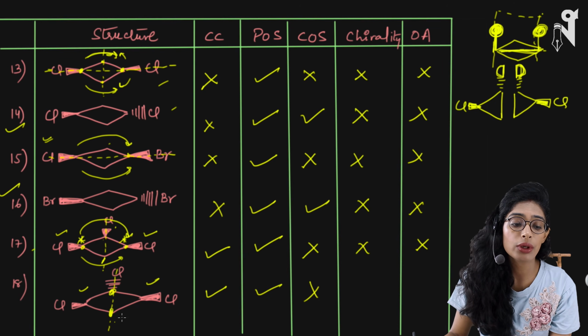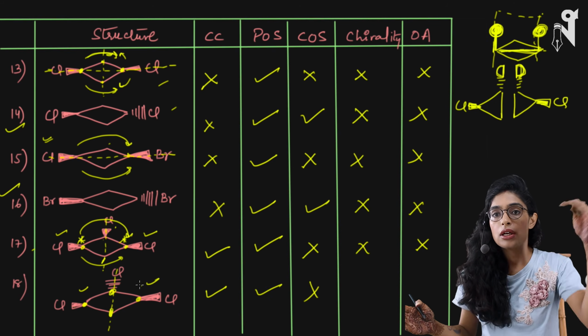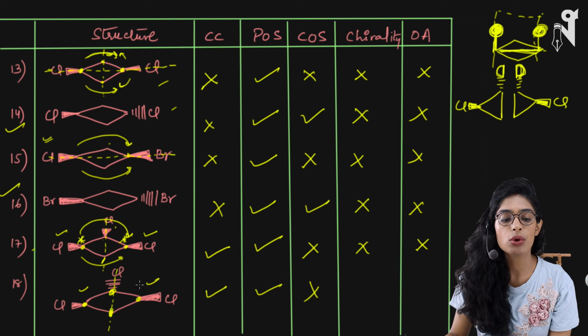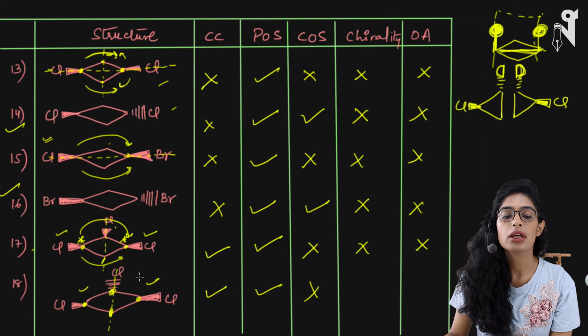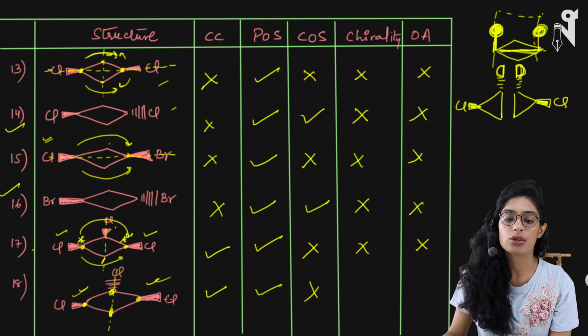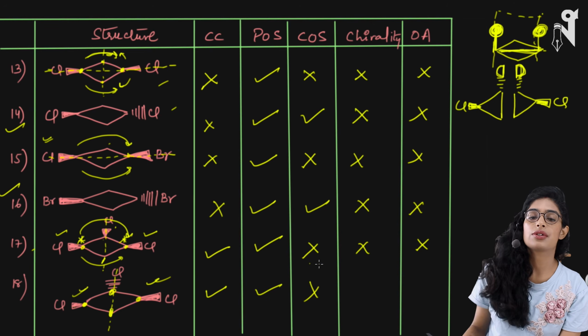Plus both of these chlorines are facing towards each other. So these also don't have the equal and opposite at equal and opposite distance. When the line passes through the center, they don't have the respective chlorines. They both are facing each other and they don't have the chlorine which needs to be in the equal and opposite direction. So no COS, no chirality, no optical activity.